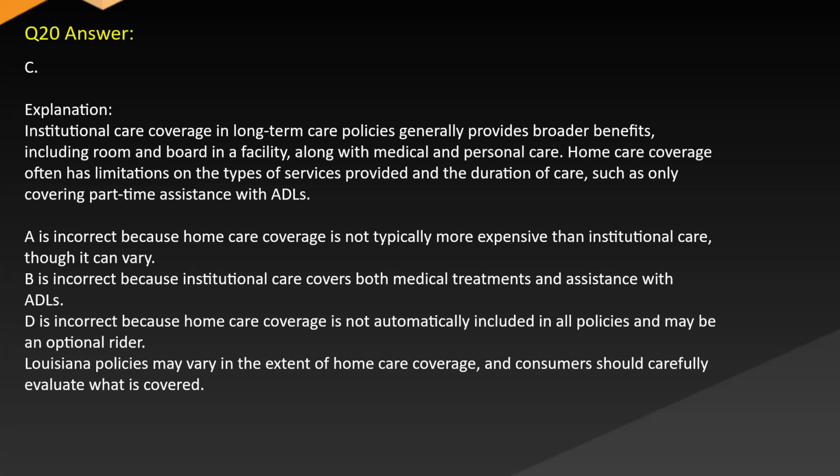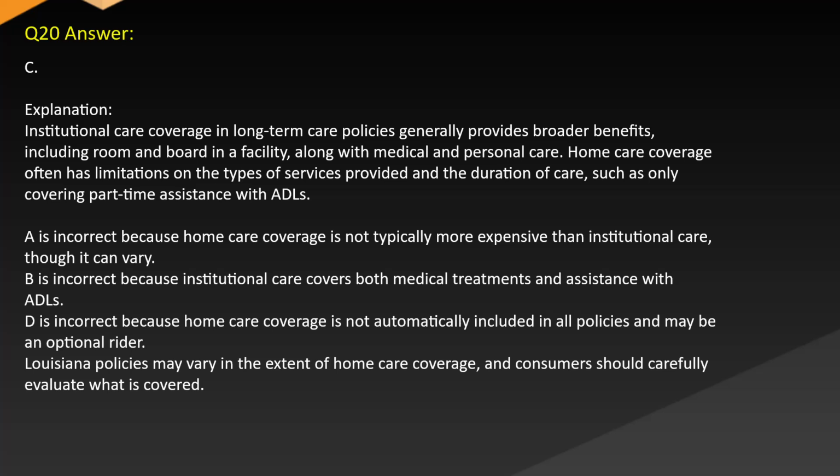Answer. C. Explanation. Institutional care coverage in long-term care policies generally provides broader benefits, including room and board in a facility, along with medical and personal care. Home care coverage often has limitations on the types of services provided and the duration of care, such as only covering part-time assistance with ADLs.